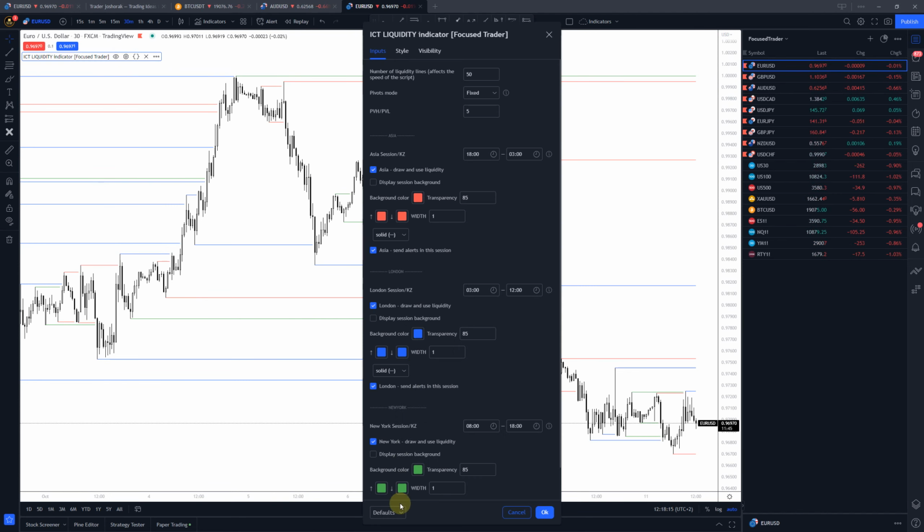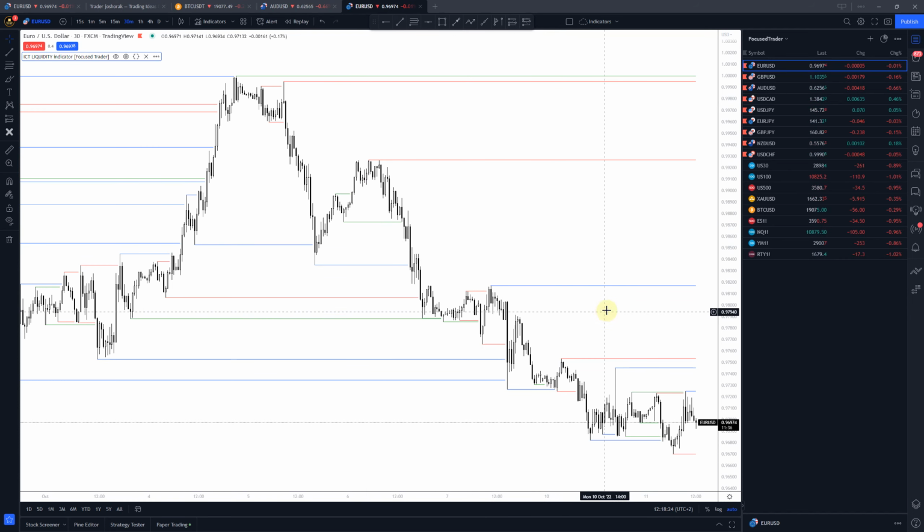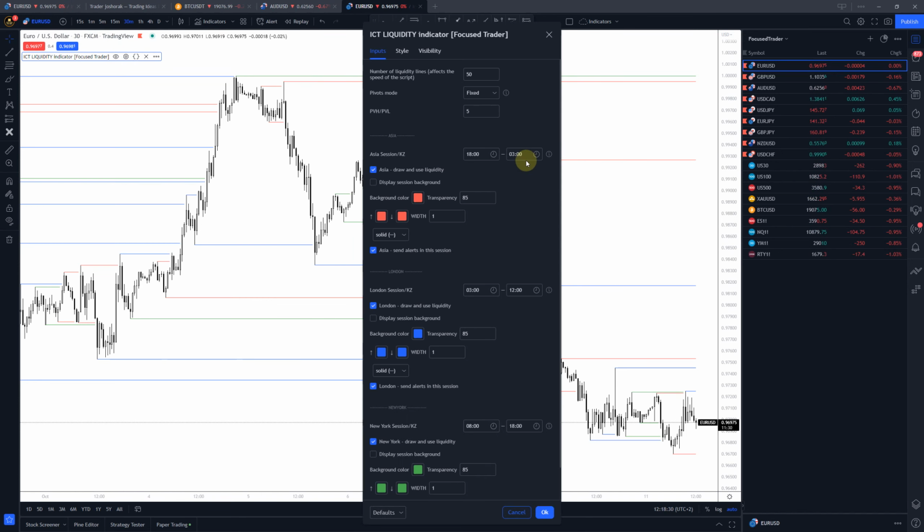So let's go to settings and click reset settings here to get the default settings for this indicator, so you will all see basically what I see. We are currently on the EUR/USD pair on the 30-minute time frame. Let's go to settings again and go through all the settings, but no worries, I will go really quick.